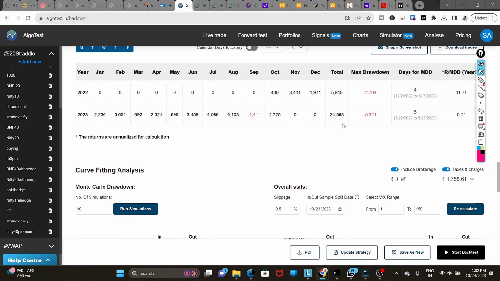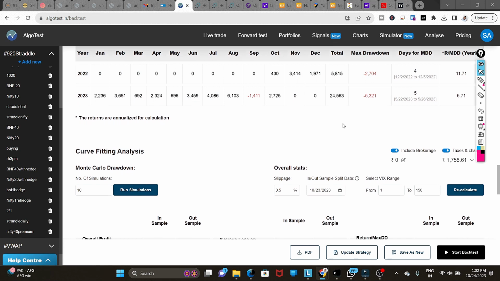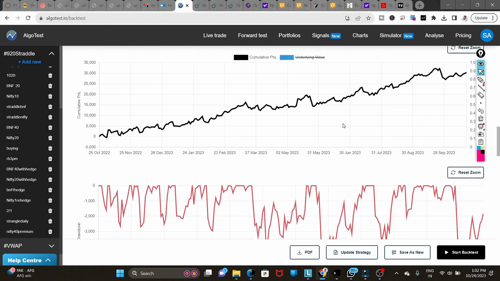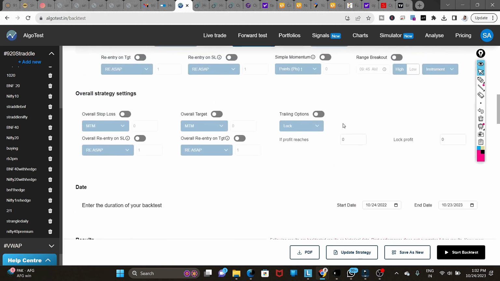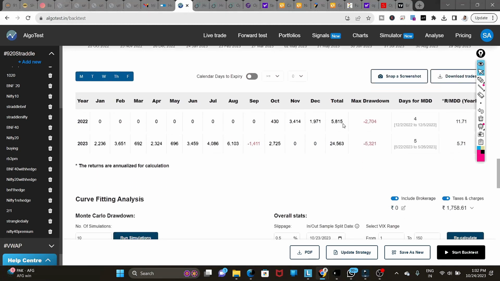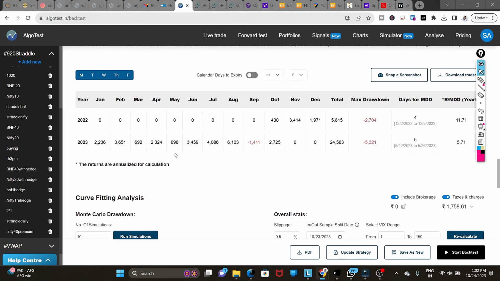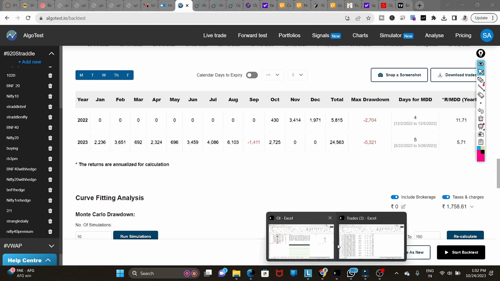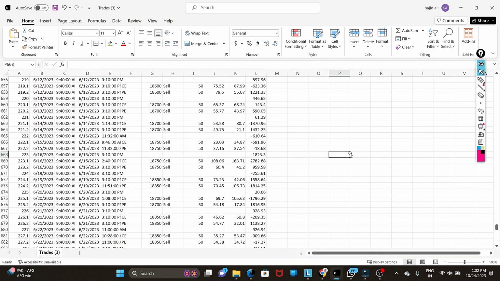Okay, so this is including our slippage. How much are you investing? You are investing somewhere around 2,20,000. Upon that 2,20,000, till October you made about 24,563. So what is the percentage of return you're making? Let's calculate on a new sheet.